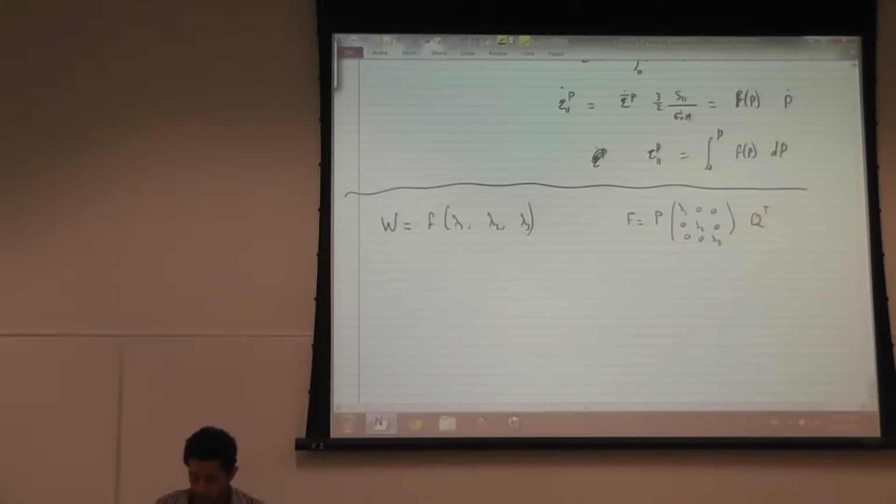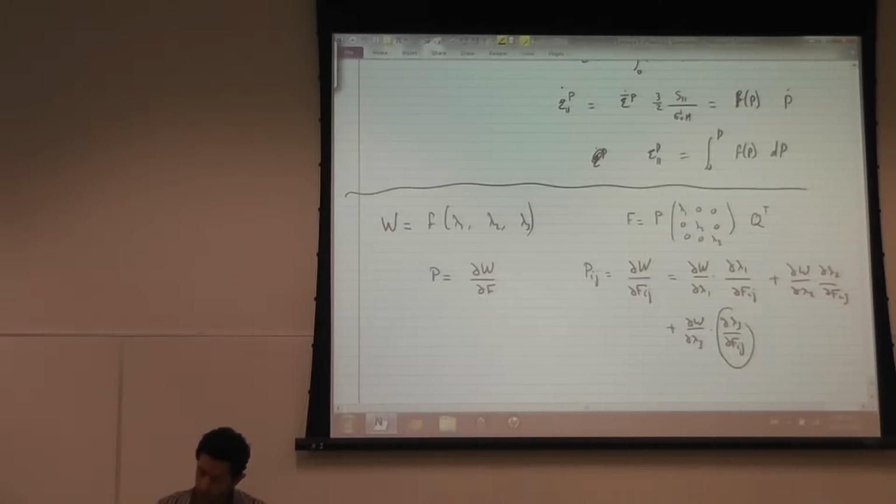For these functions, to calculate P, which is partial W by partial F, or in other words, Pij is equal to partial W by partial Fij, the only thing you can do is calculate partial W by partial lambda 1 multiplied by partial lambda 1 by partial Fij, plus partial W by partial lambda 2 multiplied by partial lambda 2 by partial Fij, plus partial W by partial lambda 3 multiplied by partial lambda 3 by partial Fij. And to get these partial lambdas by partial Fij, they come from this relation.